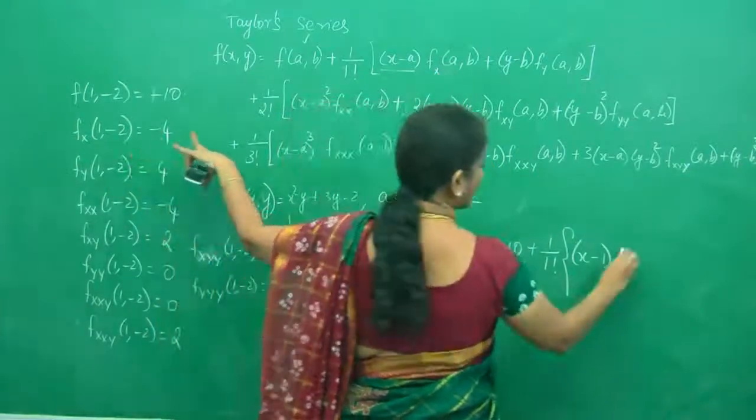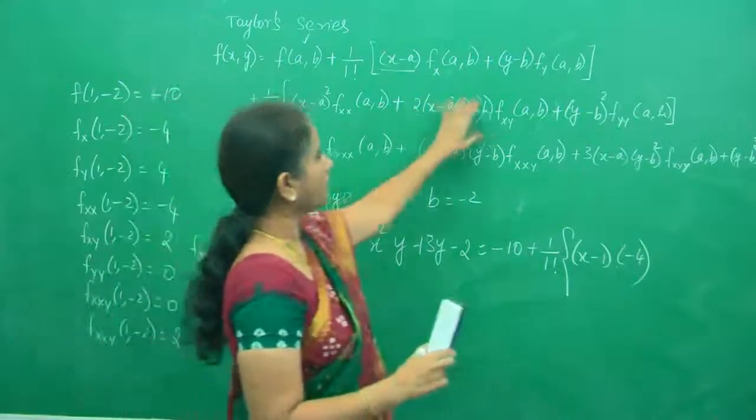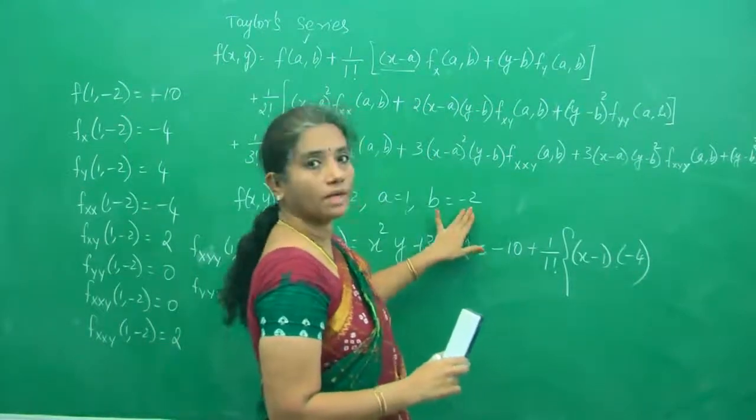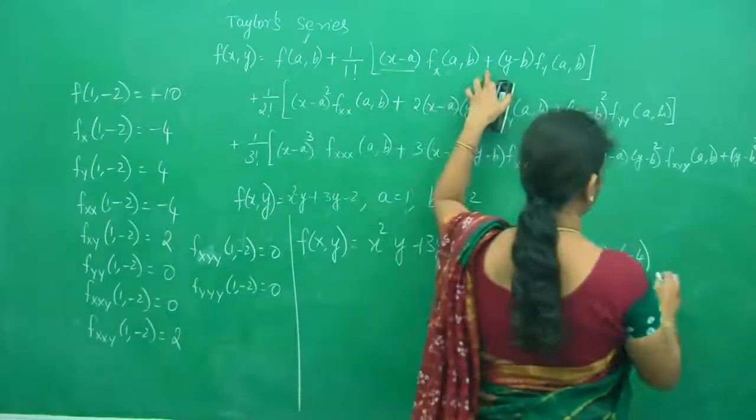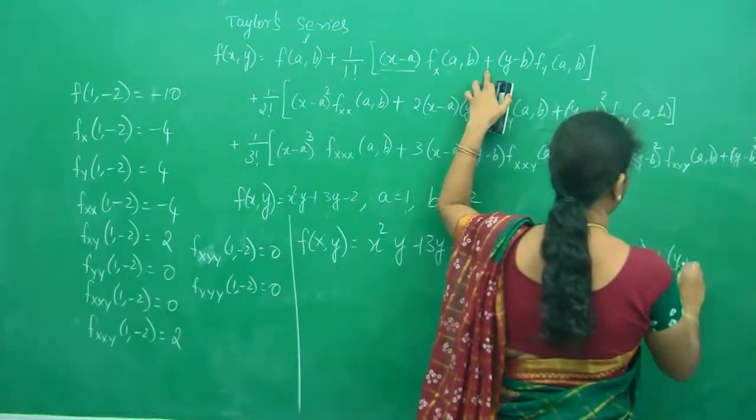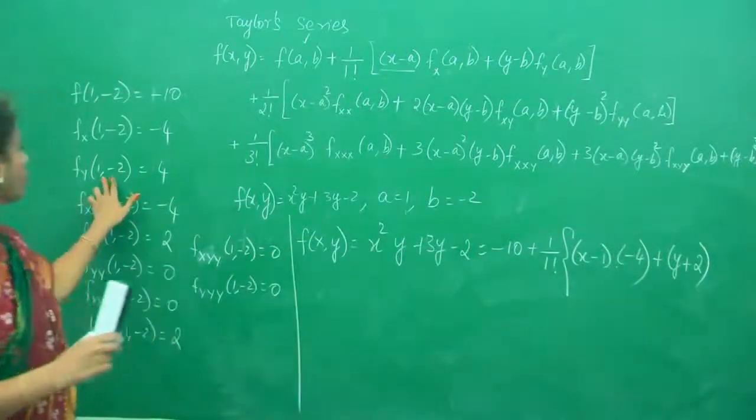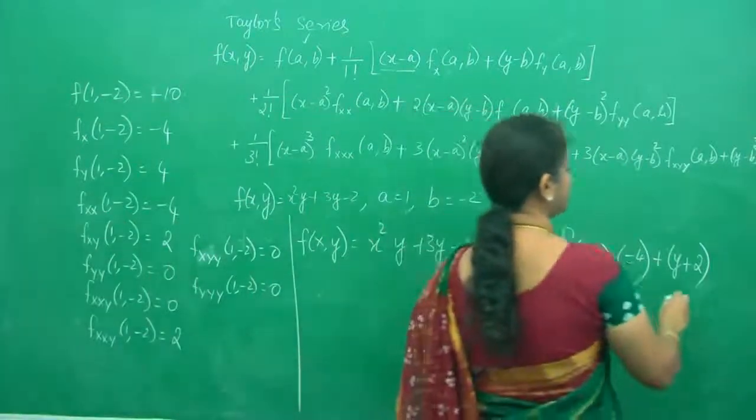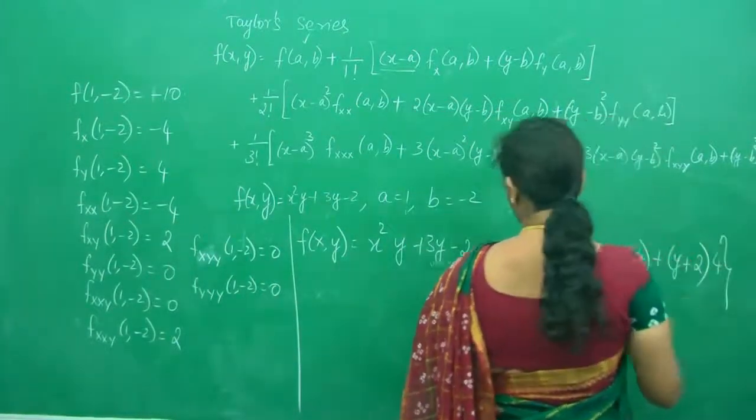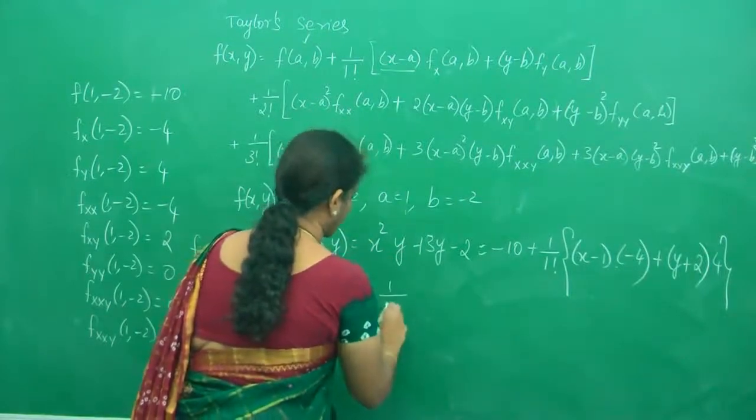Fx of ab is negative 4. Okay, then you have y minus b. So it will become y minus minus 2, which is y plus 2. So what is the sign in between? Plus. Y plus 2 into fy of ab. Fy of 1 comma minus 2 is 4. Plug it in here and close it.